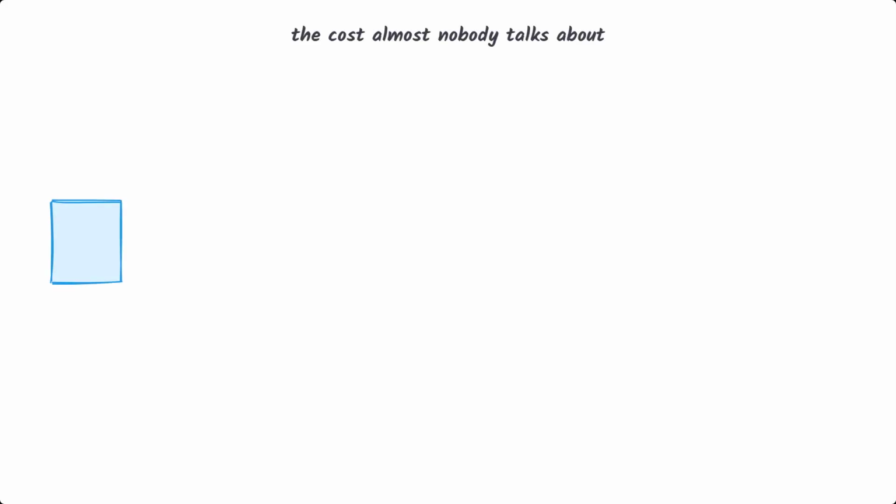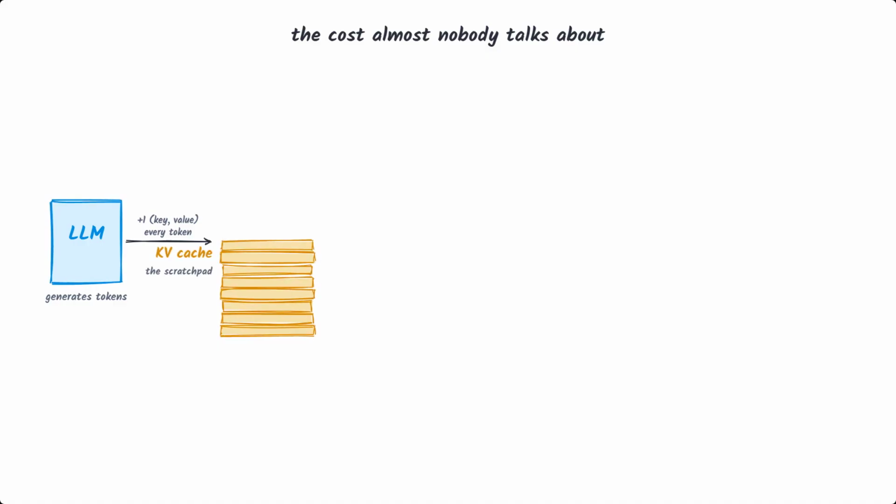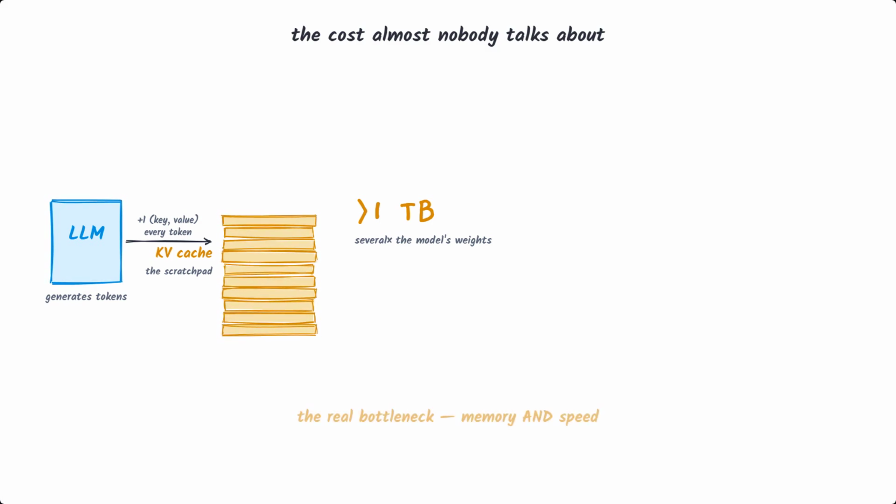When a language model generates text, it keeps a running scratchpad called the KV cache, and that cache can quietly grow bigger than the model itself. For a big model serving many users at long context, it can balloon past a terabyte of GPU memory, several times the size of the model's own weights. It's the real bottleneck in serving, in both memory and speed.